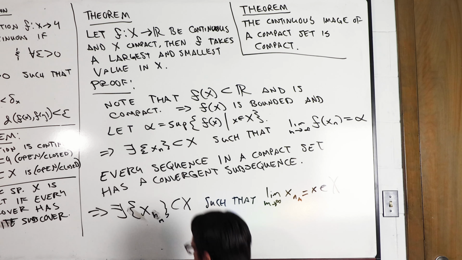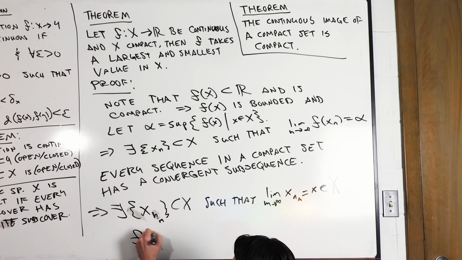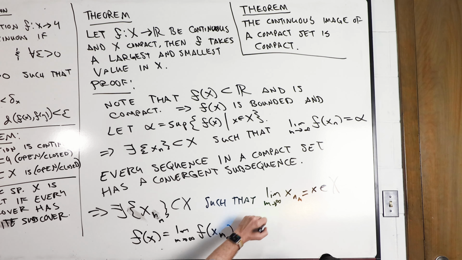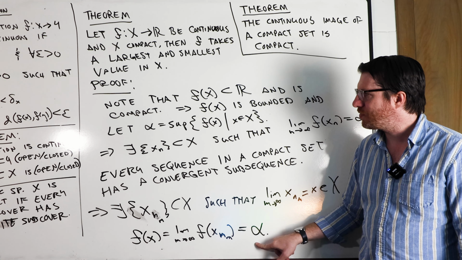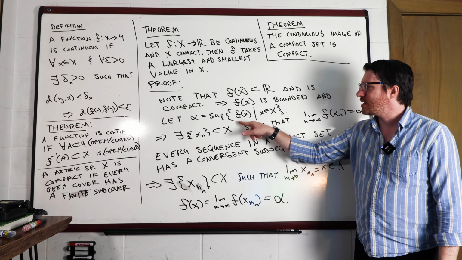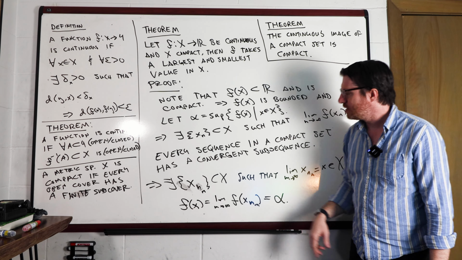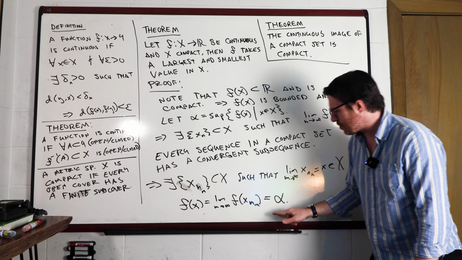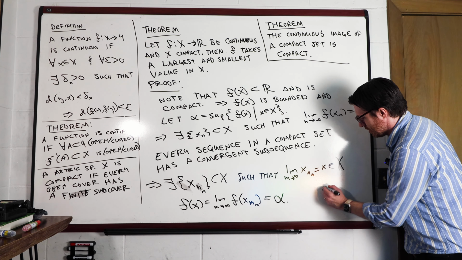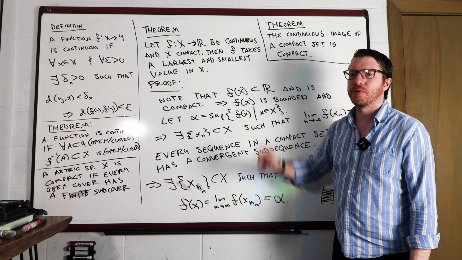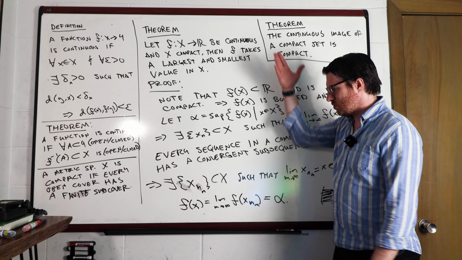So what we get is that f of x is equal to the limit as m goes to infinity of f of x sub n sub m, and this is equal to alpha. So now we have this alpha, which was the least upper bound of all the points f of x. So it is the highest possible point we could possibly attain. And now what we're showing is that we actually do attain it at this limit point that we found. And so there you go. You achieve the maximum value. And the minimum value you get just by doing the same thing, but put a minus sign in front of f of x and run the whole argument again.